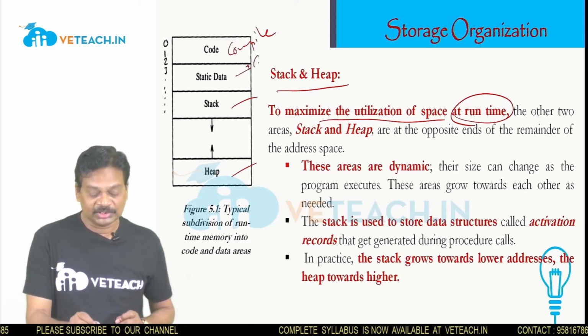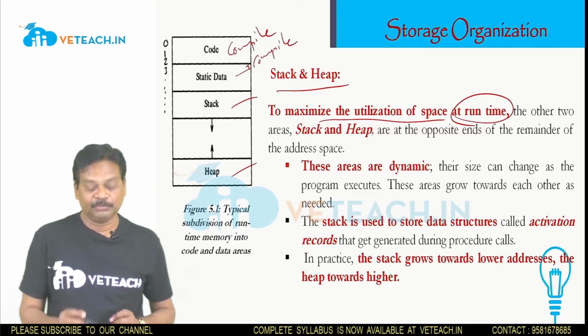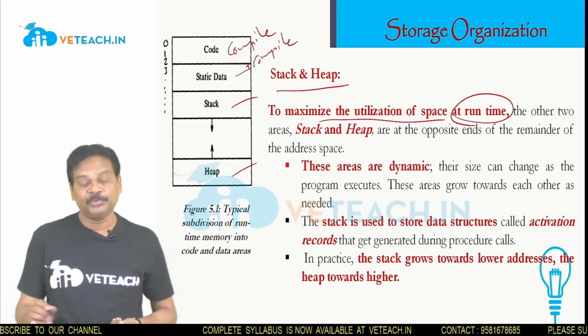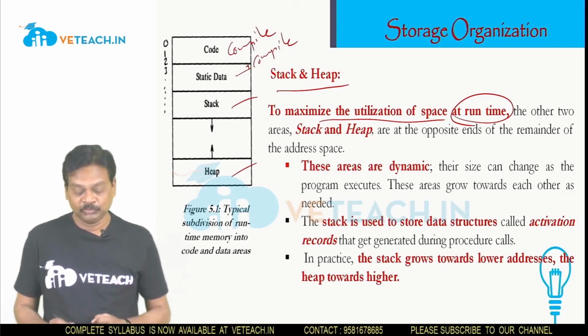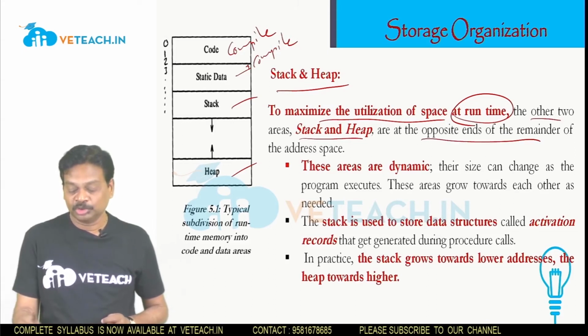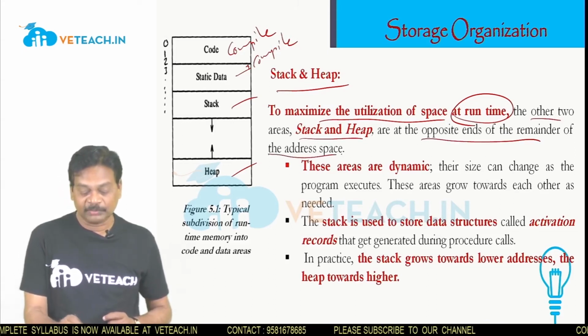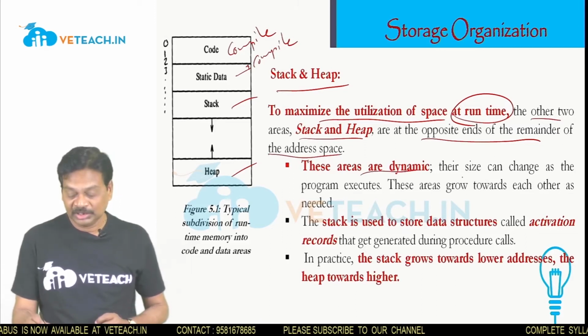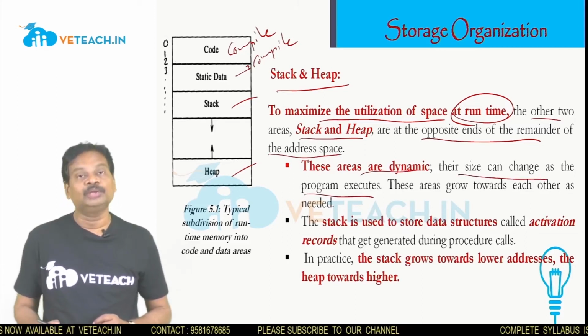And here, static data is also determined at compile time because we know what the data is, whereas the stack and the heap are known at runtime. So the other two areas, what we are calling the stack and heap, are at opposite ends of the remainder of the address space. These areas are very dynamic. Their size can change as the program executes.